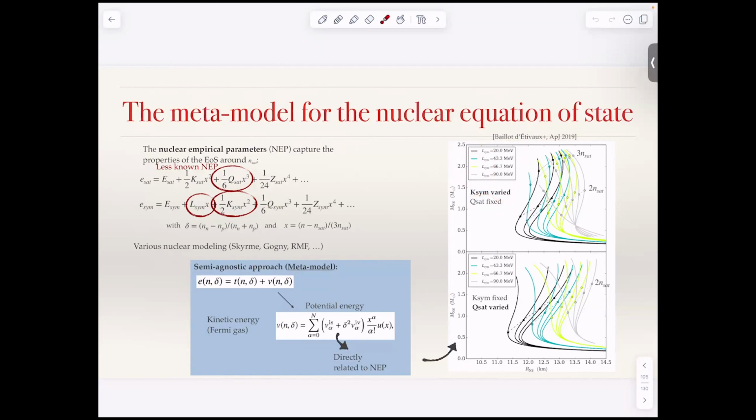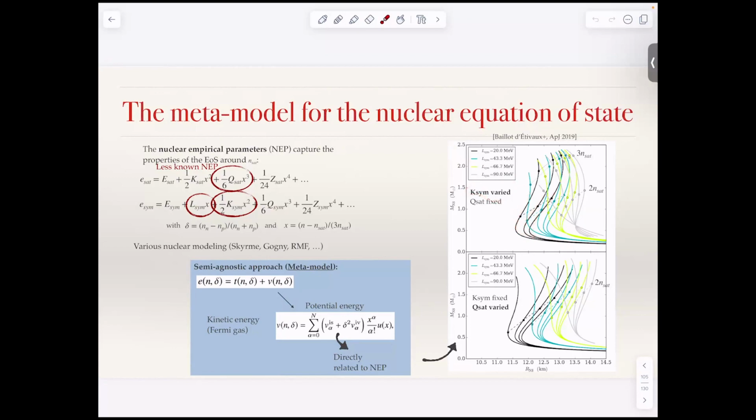So, for instance, if you take the black line, you see at low mass, which means low density, all the curves merge. But if you increase the mass, if you increase the density, then you see that this parameter, which appears as x squared, raises a degeneracy for the equation of state, and then you produce, instead of having a single equation of state like that, you start to see the differences which are due to the variation of the value of Ksym.